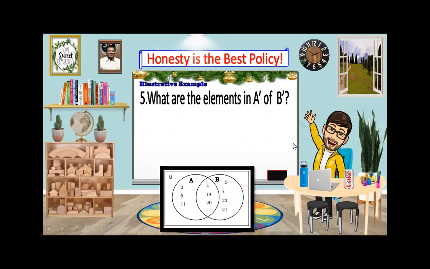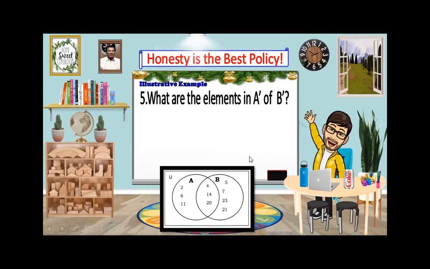Then number 5. What are the elements in A prime or B prime? Okay, dito muna tayo sa A prime, itong may sign na ganito. Pwede itong basahin as complement of A or complement of B. Again, ulitin ko, pwedeng basahin to as A prime or complement of A. Pwede rin basahin to as B prime or complement of B. So, based on our illustration, paano po ba makukuha yung A prime tsaka yung B prime or yung complement of A at tsaka complement of B?